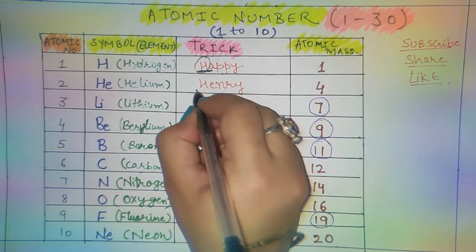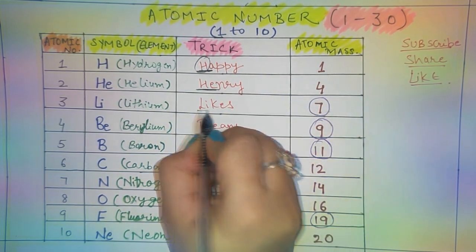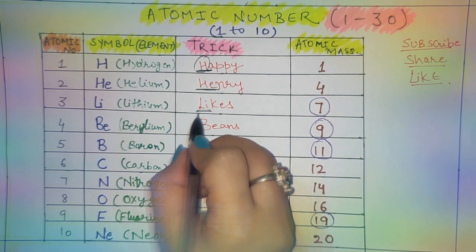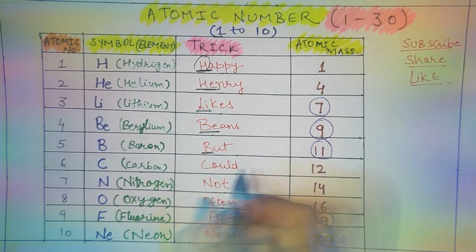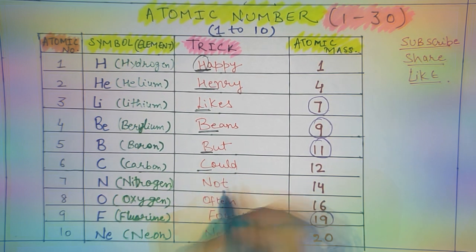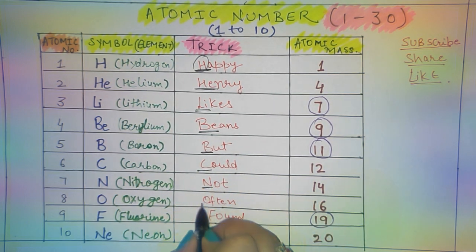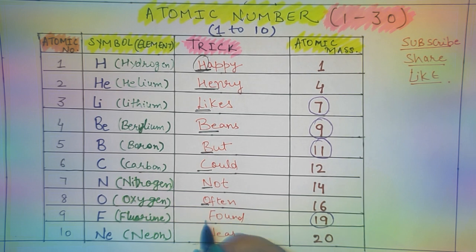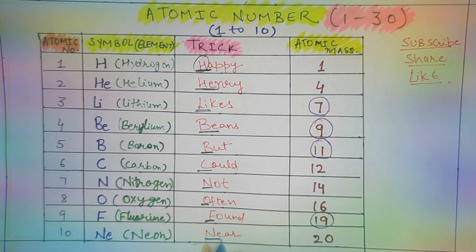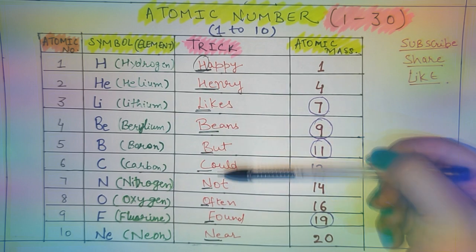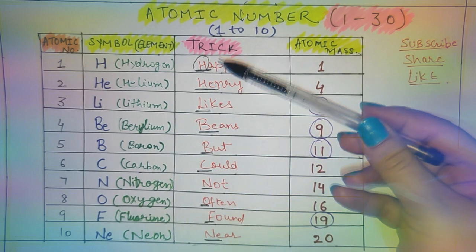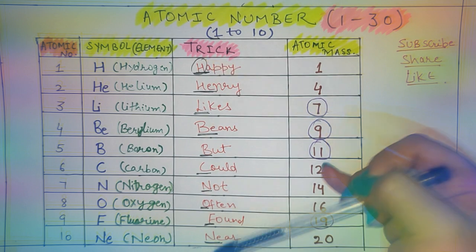For helium we will have He, Henry. For lithium the symbol is Li, Likes. Beryllium Be, Beans. Boron the symbol B, But, and Could for C. Carbon, Not for N. Nitrogen, oxygen, Often, O. Found, and Near is for neon. So: Happy Henry Likes Beans But Could Not Often Found Near. Here the trick is for atomic numbers 1 to 10.